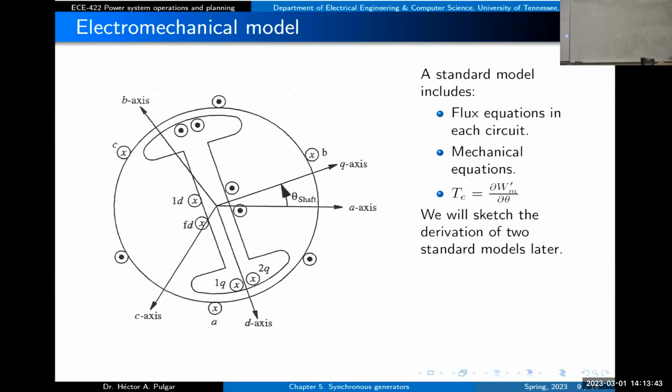The reason to have this is that if these machines start oscillating or behaving in an unexpected fashion, we want this to rotate at synchronous speed. But if for some reason it does not rotate at synchronous speed at some point because there is a disturbance, that change will create a variation in the flux, and that variation in the flux will induce a voltage and current in this coil. Those currents will create a torque that will help to damp those disturbances, those oscillations. That's why we call this a damper.